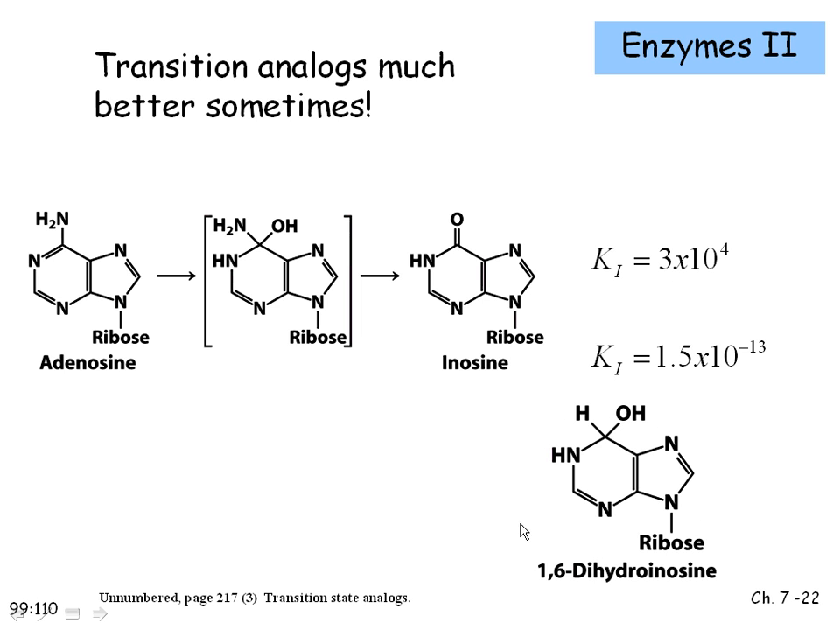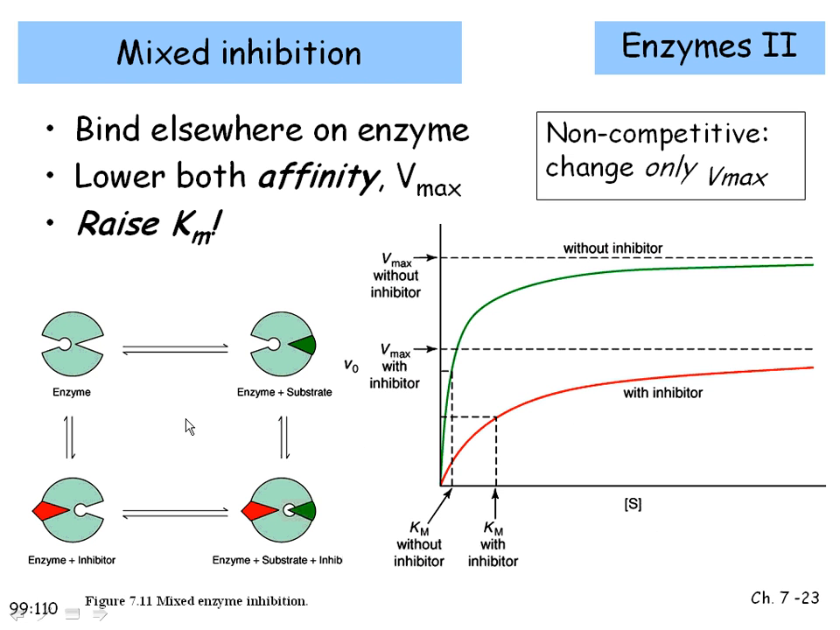If you use instead this thing here, which looks like a transition state analog, you see here where you have that carbon with the 4 bonds. This looks a lot more like that transition state. Look at how much better. This is almost 1 billion times better as an inhibitor than the product of the reaction. So this clearly has a great deal of affinity for that enzyme. That's the simple one.